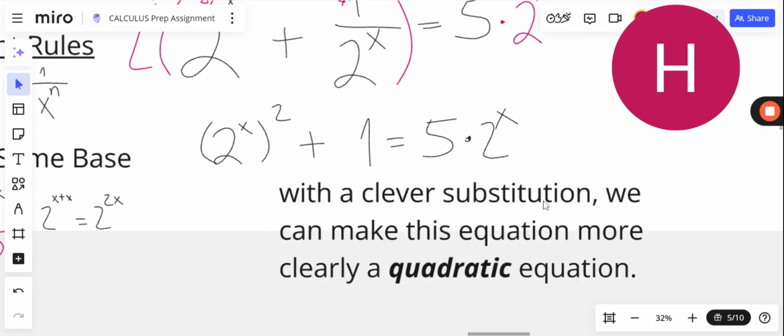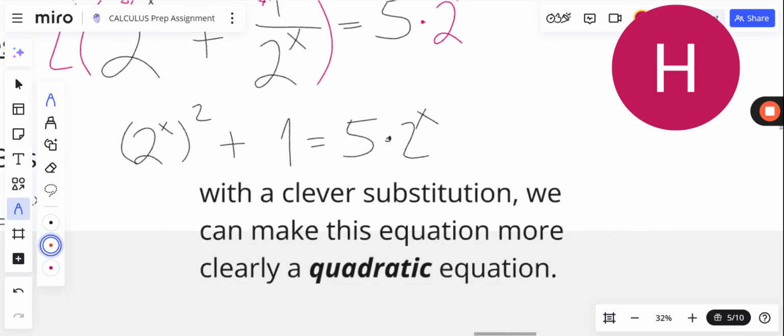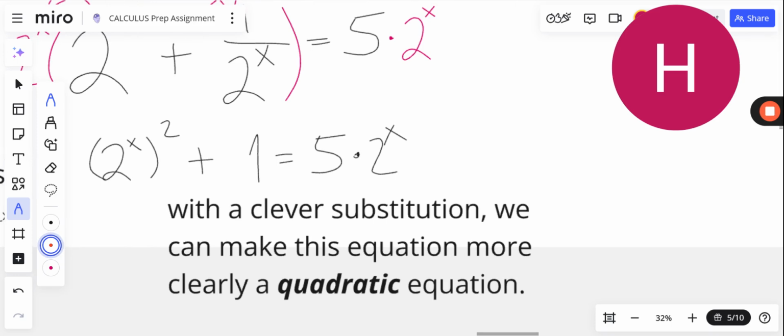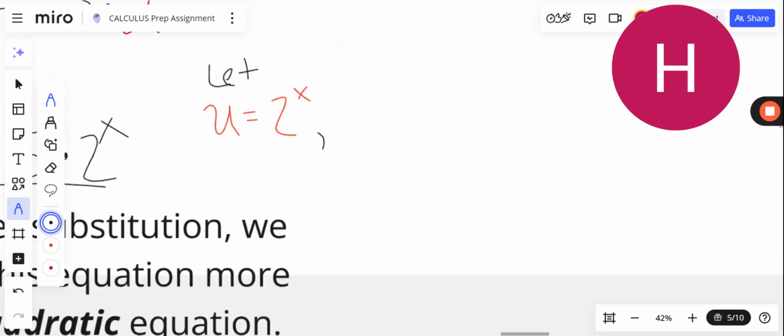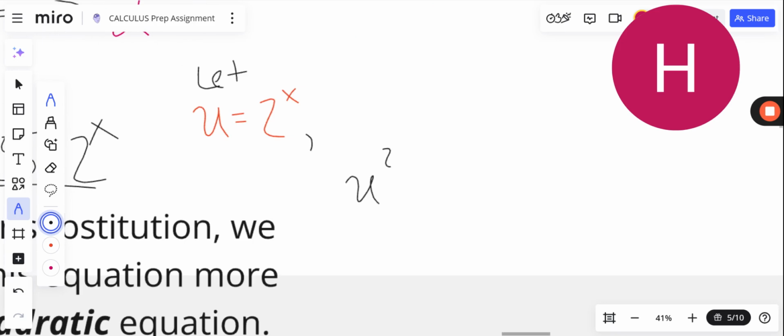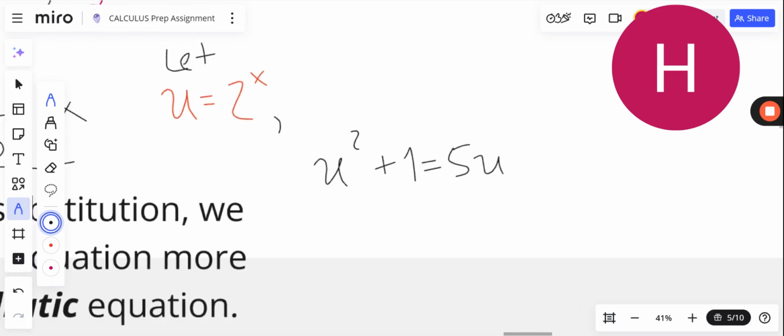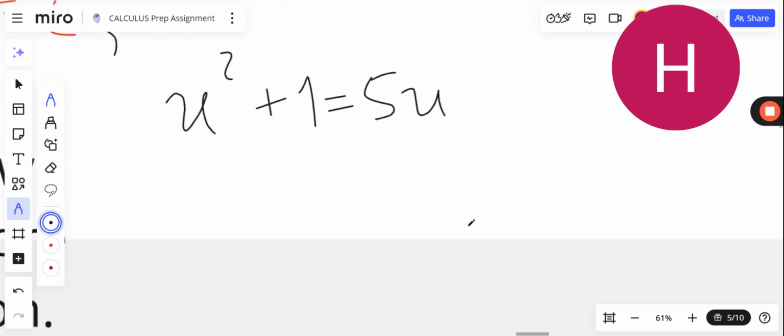So we're going to turn this into a quadratic equation. Let's make the substitution. Let's call it u equals 2 to the x. Sometimes we write "let" in math. Let u equal 2 to the x. Then what we're looking at here is u squared plus 1 equals 5u, which is definitely a quadratic. We can solve this very easily.